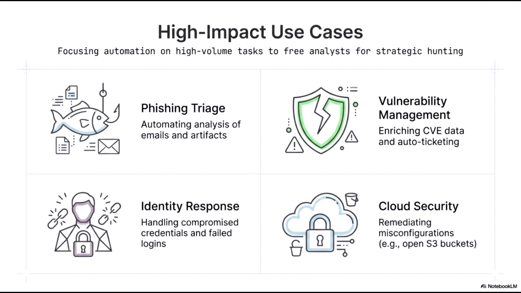Second, for vulnerability management, we use automation to enrich CVE data and facilitate auto-ticketing. This ensures that critical security gaps are identified and routed to the correct teams for remediation without delay. Third, identity response addresses the high frequency of compromised credentials and failed logins. Automated workflows can immediately isolate compromised accounts and prompt for further verification. Finally, cloud security automation focuses on remediating misconfigurations at scale. For instance, we can automatically detect and secure open S3 buckets, maintaining a robust security posture across our cloud environment.